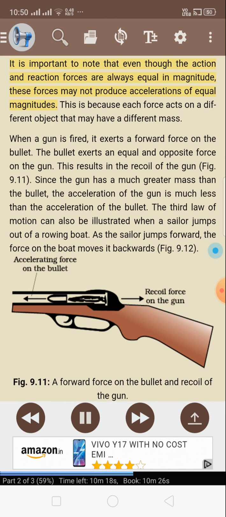It is important to note that even though the action and reaction forces are always equal in magnitude, these forces may not produce accelerations of equal magnitudes. This is because each force acts on a different object that may have a different mass.